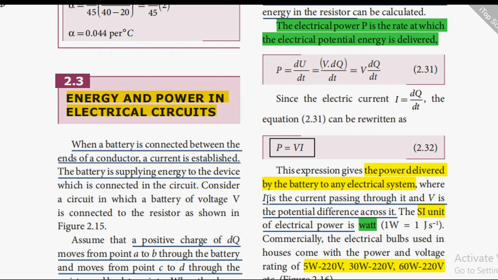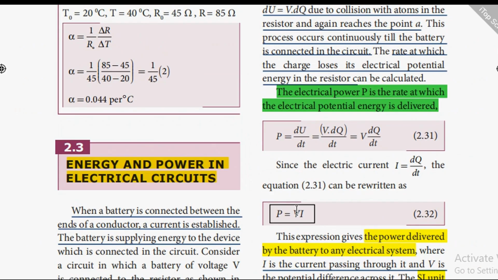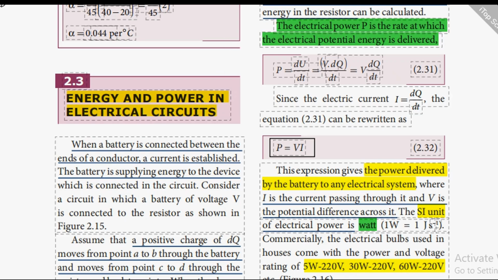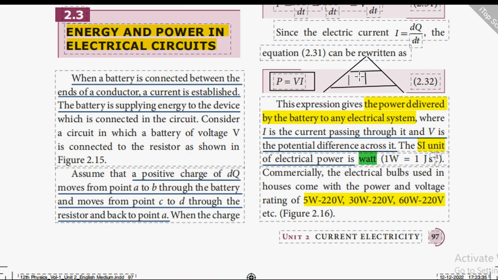This expression P equal to VI you can remember, and if you want to calculate the value of potential difference, it is given by P by I, and I is given by P by V. So you can remember this expression by using this triangle: V times I equals P.